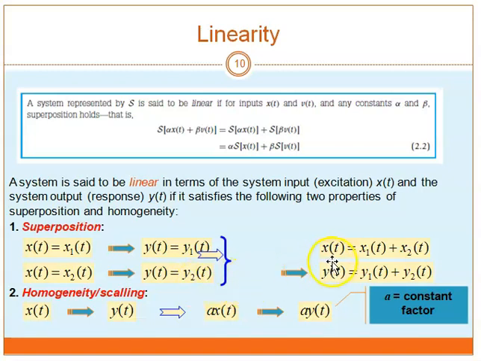Combining this together, you will have x(t) equal to x1 plus x2, so the total output y(t) would be y1(t) plus y2(t). Homogeneity or scaling is that when you have x(t) producing y(t), any scaling that happens at x(t) will also be scaled at the output as well. So when you have a constant factor a times x(t), this will produce an output of a times y(t).